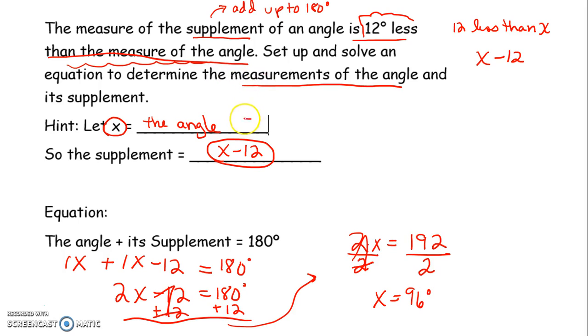So the angle is 96 degrees. And its supplement would be x minus 12. 96 minus 12 is 84 degrees. I've just found the angle and its supplement. If I take 96 plus 84, let's double check that's really 180. And it sure is. So this checks out.